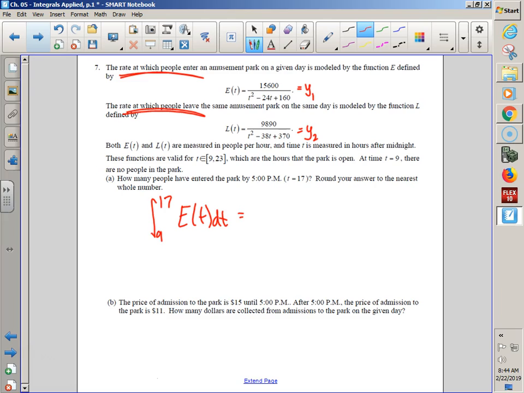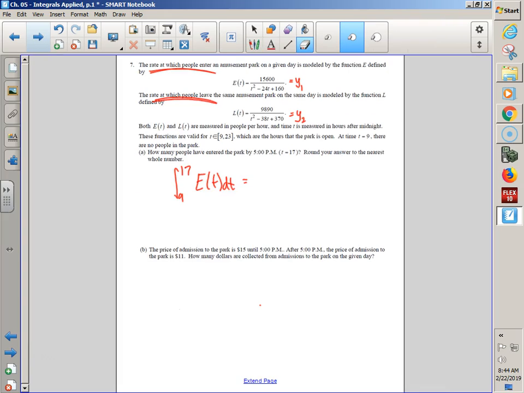Okay, letter B, the price of admission to the park. Oh, they bring in a new piece of information, whatever. The price of admission to the park is $15 until 5 p.m. After 5 p.m., the price of admission to the park is $11. How many dollars are collected from admissions? Guys, didn't we just figure out how many people have entered up until 5? What were all those people paying? 15. So can't we do $15 times the integral from 9 to 17 of E of t dt?